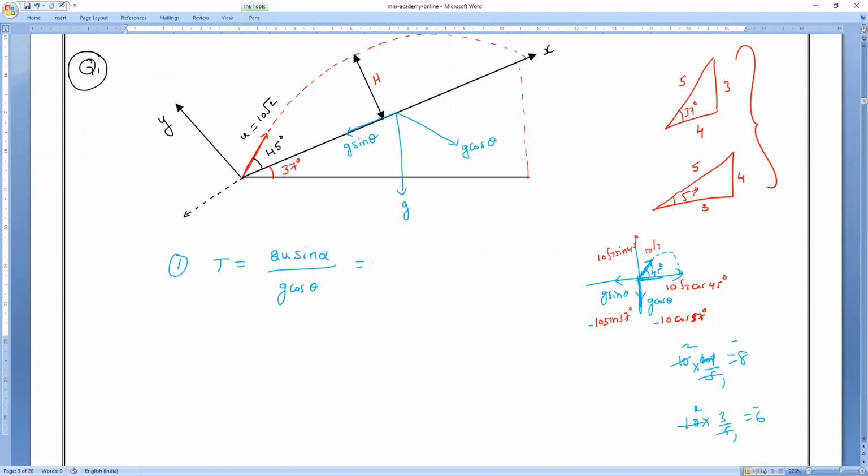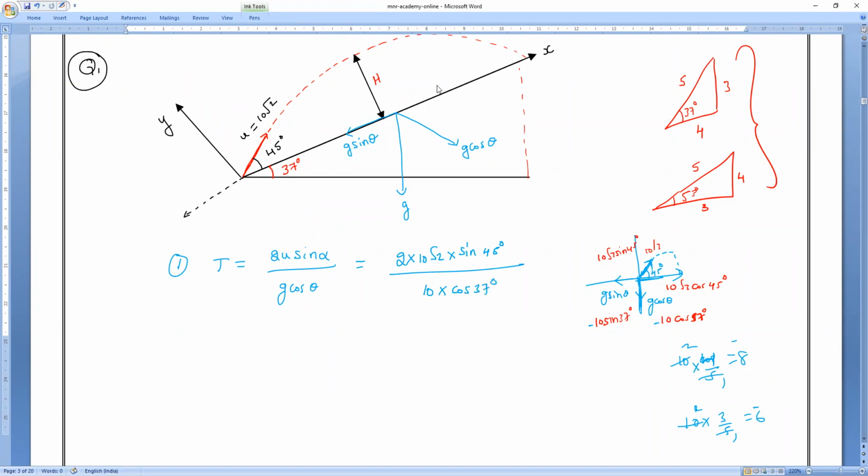Then alpha, substitute now. What is that? 2 into sin, u value how much? 10 root 2 into sin alpha. What is the sin alpha value? Sin 45 is 1/√2. Write it first. g value 10, into here cos 37.